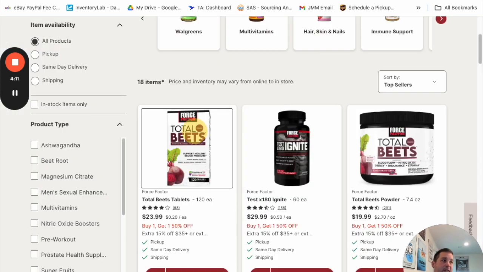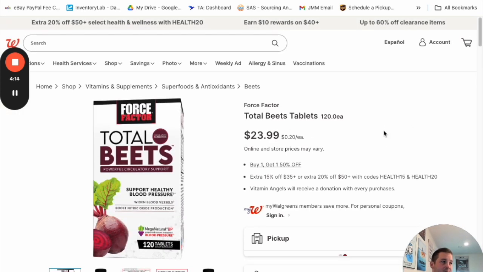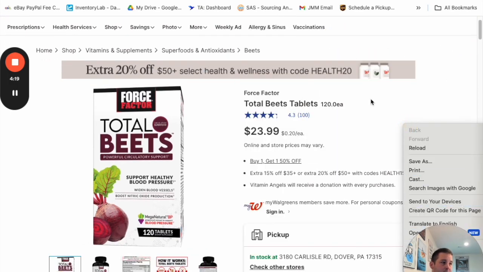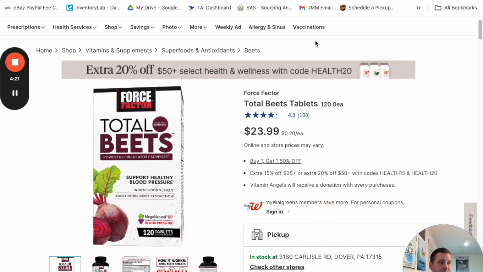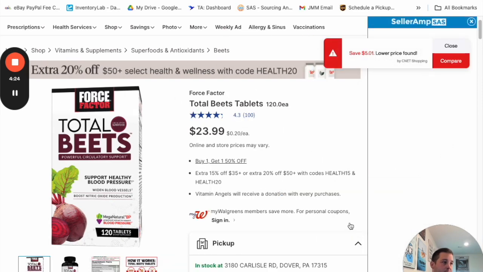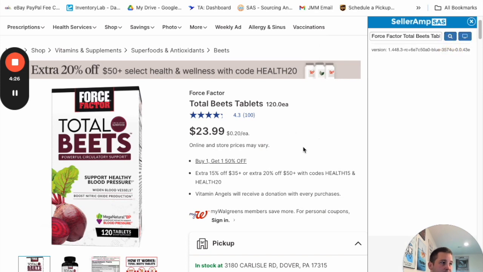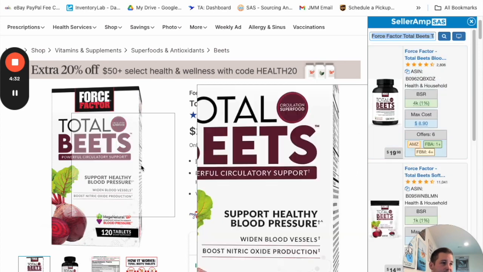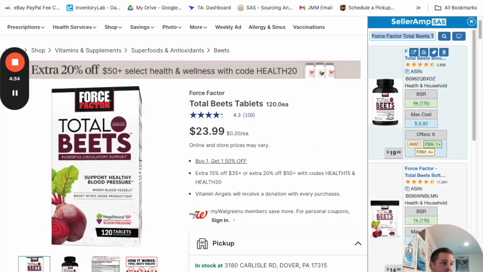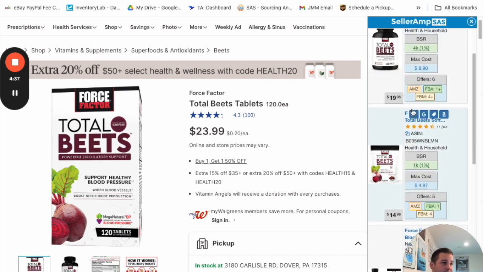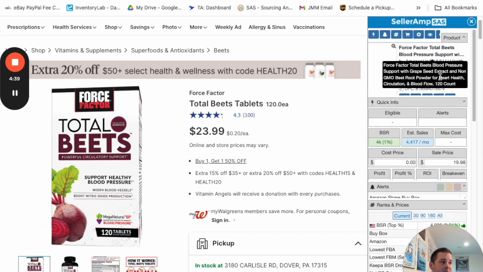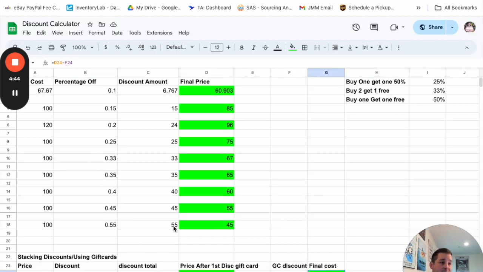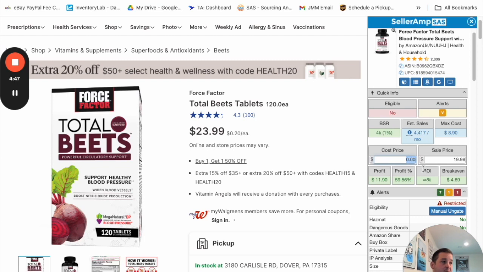So we could see if that would work on an Amazon listing. You would just pull up SellerAmp over here. See the Force Factor Total Beets 120. Amazon, it is on the listing. So in this case, this wouldn't be a good fit, but you could literally just type in whatever the discount was. In this case, it was $14.39, all said and done.